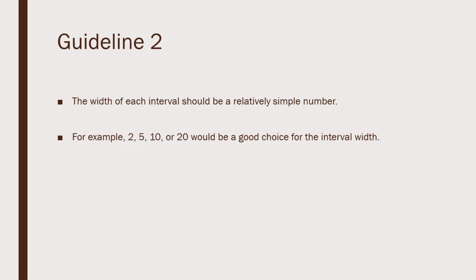The second guideline would be something to do with the width itself. Again, the width of each interval should be relatively a simple number. This is what we discussed last time as well. So last time we were looking at the total number of class intervals. Now we're looking at the width in specific, right? For example, 2, 5, 10, 20 would be a good choice for class interval width. So class interval, the total number approximately 10, because if it goes beyond that, the table looks too huge. And for the width, it's always nice to have a number that's divisible by 2, 5, 10 or 20 because it's easier for us to process that information.